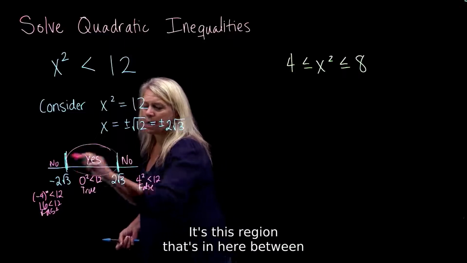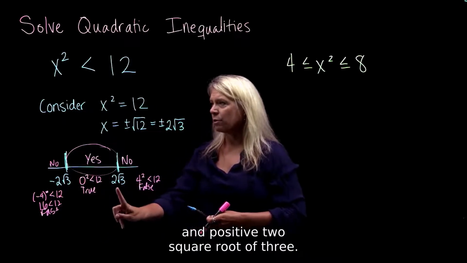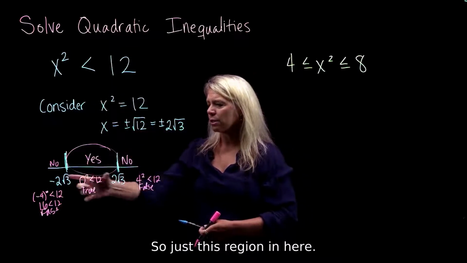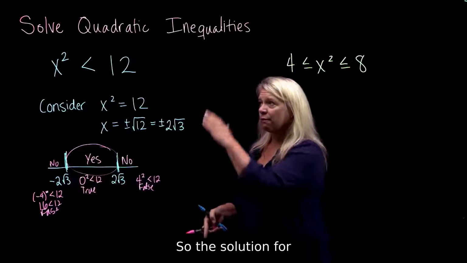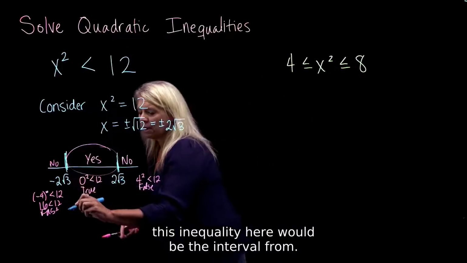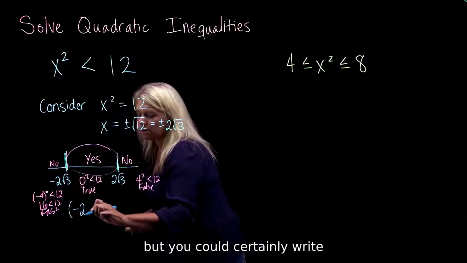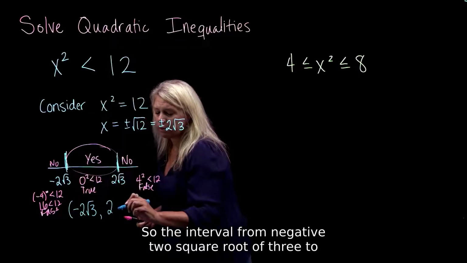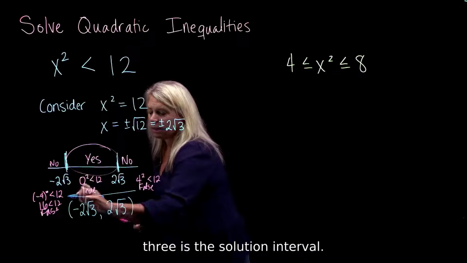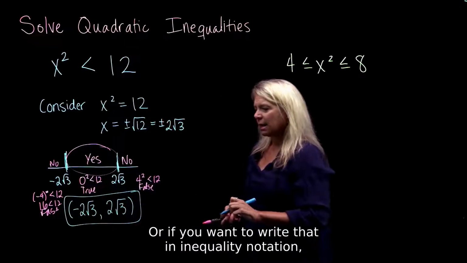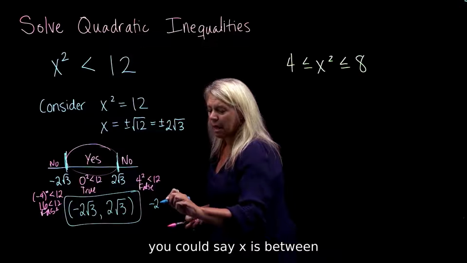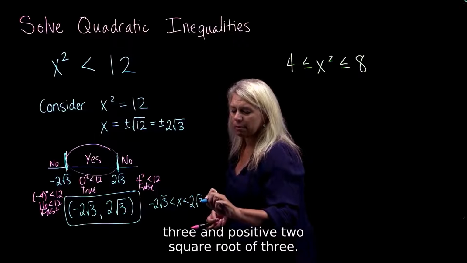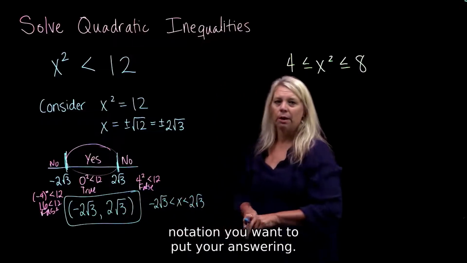It's this region that's in here between negative 2 square root of 3 and positive 2 square root of 3. And since the original inequality does not involve equals, I don't want to include those endpoints. So just this region in here. So the solution for this inequality would be, I'm just going to use interval notation, but you could certainly write your answer in different ways. So the interval from negative 2 square root of 3 to positive 2 square root of 3 is the solution interval. Or if you want to write that in inequality notation, you could say x is between negative 2 square root of 3 and positive 2 square root of 3. So depending on which kind of notation you want to put your answer in.